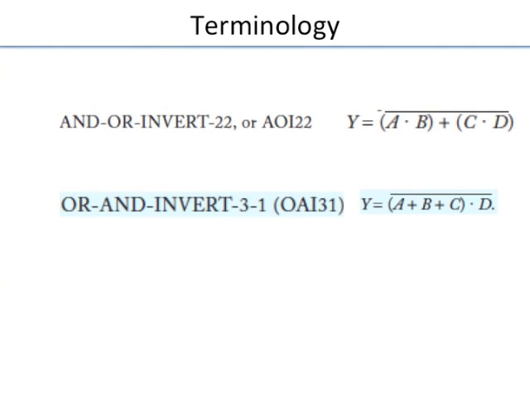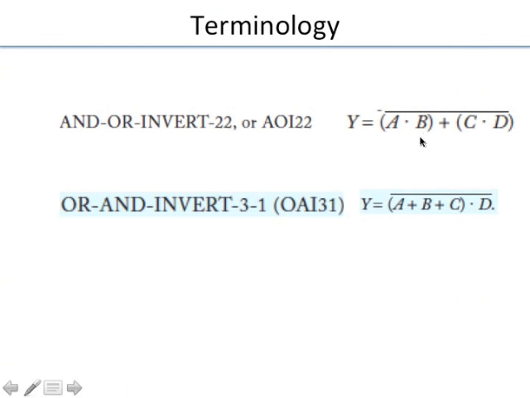So basically, just to repeat the terminology: AND-OR-invert means first I have an AND function, then followed by an OR function, then an inversion. Okay, and then we are having 2-2. It's a 4 input gate.